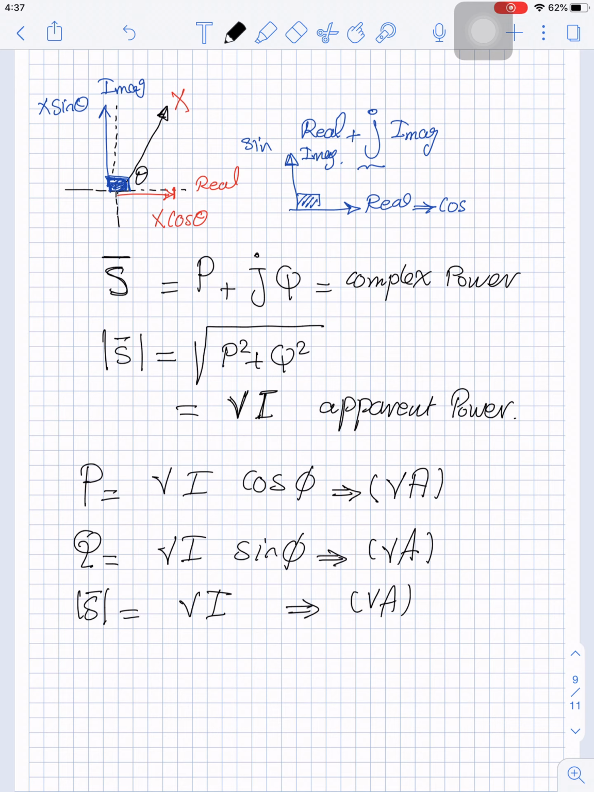So if I'm telling you I have a load and this load is 50 volt ampere, you will ask me which volt ampere? Is it the volt ampere for P, or for Q, or for magnitude S? And instead of going through this confusion, they named the volt ampere for P as watt. And they named the volt ampere for Q as volt ampere reactive. And they kept this volt ampere for S.